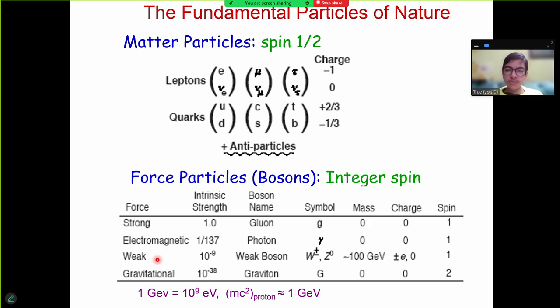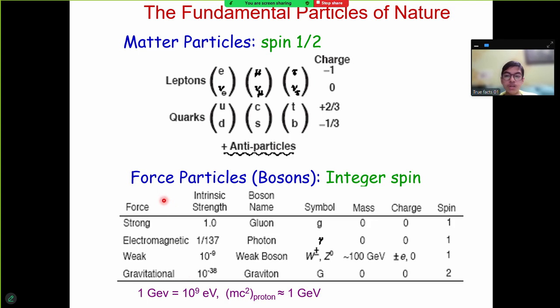Then we have the weak force, with an intrinsic strength of 10 to the power -9. The boson is the weak boson, with symbol W plus or minus, or Z to the power 0. Its mass is about 100 GeV, its charge is plus or minus e or 0, and its spin is 1.